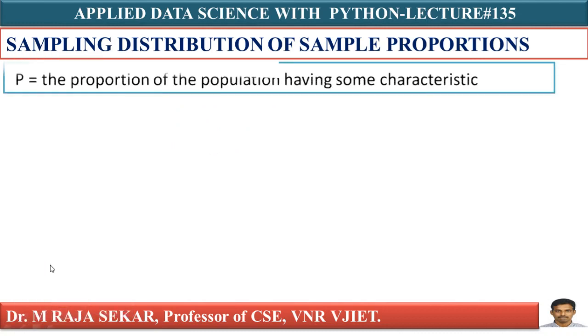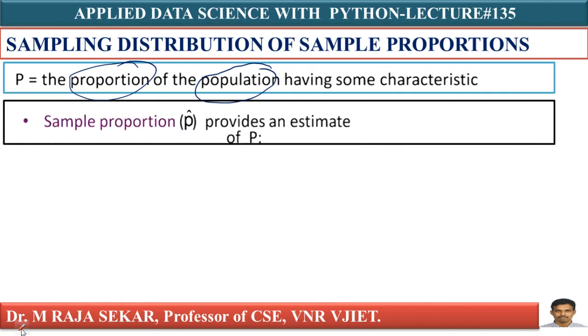Now, capital P. What is capital P? Once I say capital P, you must understand population proportion or population probability. Capital P is the proportion of the population having some characteristic. In a similar manner, there is P hat or P cap. I can say P hat is the sample proportion. This is known as P hat, and it provides an estimate of capital P, that is the population proportion.